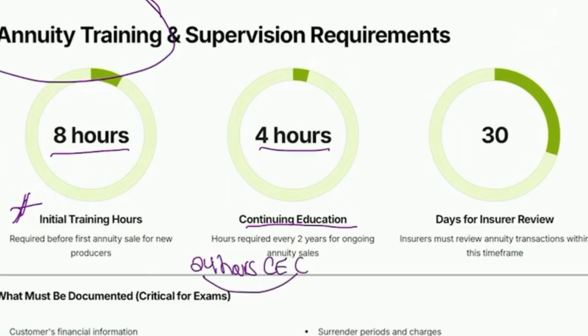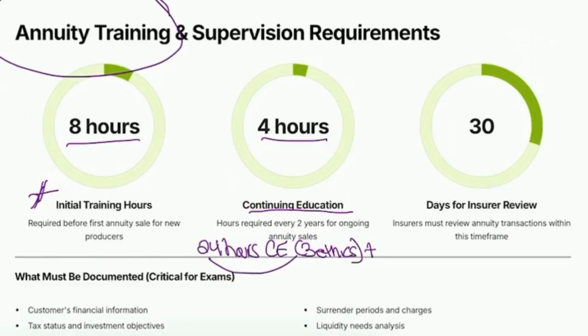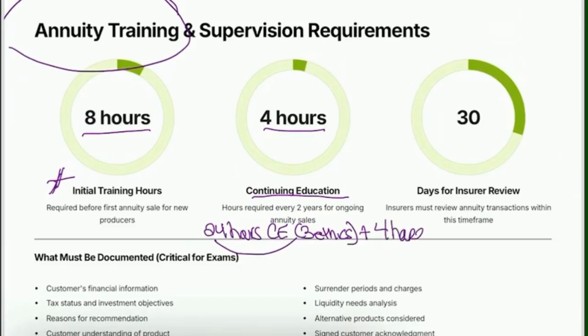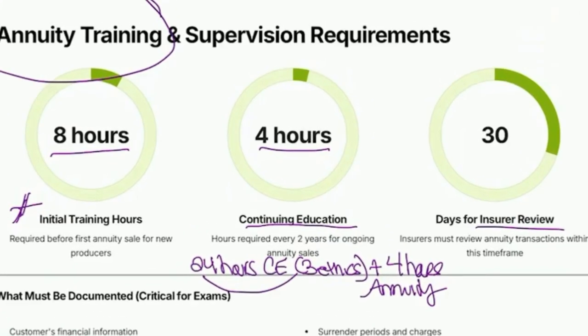And insurers must review annuity transactions within 30 days. So your insurer must review any annuity policies that you write within 30 days. They're generally going to be doing it much sooner, right? Especially if there was a replacement involved, right? Because how many days does the insurance company have to notify the company? 5 days. So it's usually going to be much sooner than that, but you need to know those numbers. Another important number, since we're looking at numbers of annuity, is the 5 years for records.